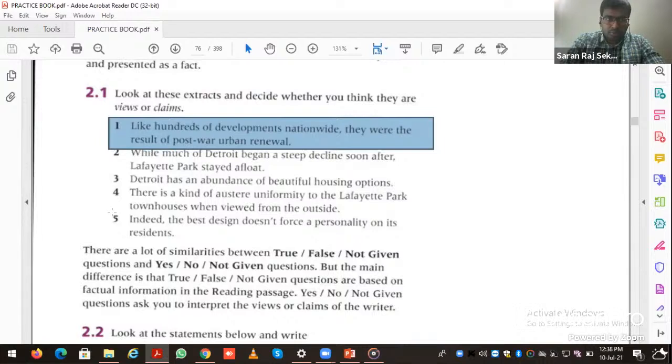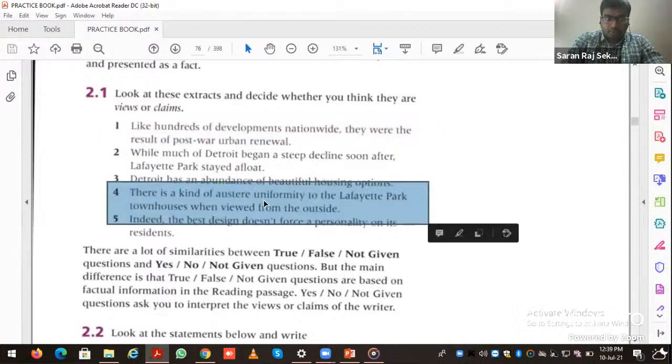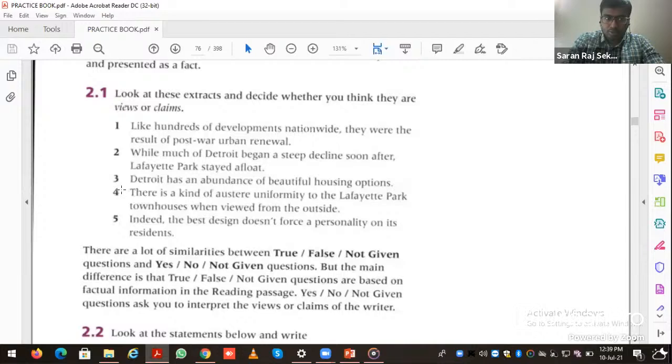But if you see here, let us look for the third one. Okay, let's go for the fourth one. We'll have a better understanding. There is a kind of uniformity to the Lafayette Park townhouses when viewed from the outside. So this is a view because it is an opinion. Because when the writer viewed from the outside, he found this uniformity. So this sentence is a view.